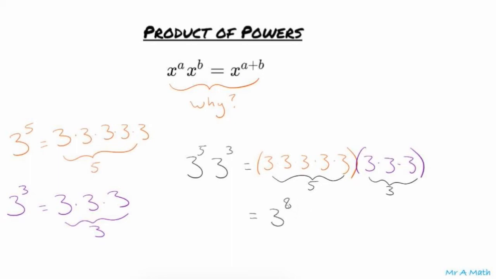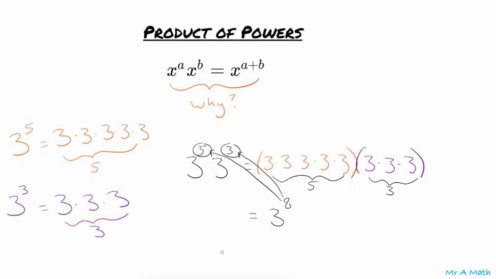And so instead of writing this out every single time, I can just start to notice something. Oh, well, the number of 3's that I'm multiplying is the number of exponents added together. 5 plus 3 is just equal to 8. So the product of powers rule just came out this way.